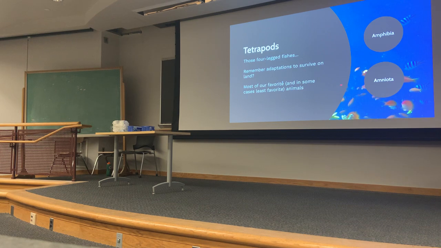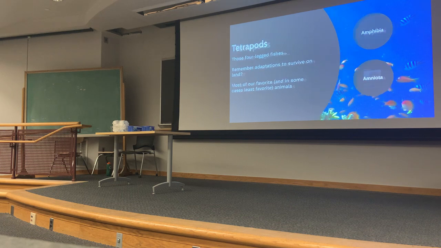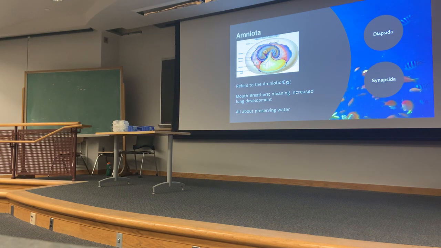So tetrapods have two main groupings that they currently fall into: they're either amphibians or they're amniotes. And this distinction has more or less to do with the way that they reproduce. Amniotes refers to the amniotic egg. So as we move away from being dependent on water, we need a way to retain water. Water is a very important component of life, and so we need a way to keep it in. And that's what this amniotic egg does really well. So we have this partially permeable barrier that keeps water in the egg.